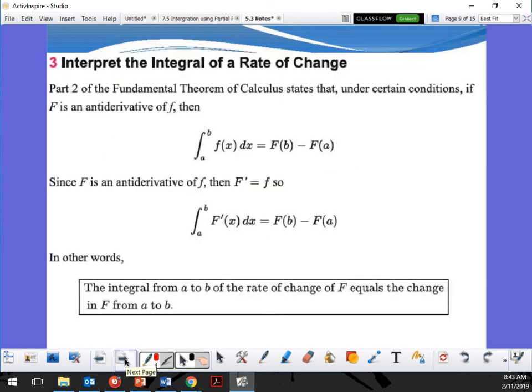All right, interpret the integral of a rate of change. The fundamental theorem of calculus states that under certain conditions, if capital F is an antiderivative of f, then we have the top minus the bottom. Since capital F is an antiderivative of f, then F prime, the derivative of F, is equal to f. The derivative of the integral is just the function.